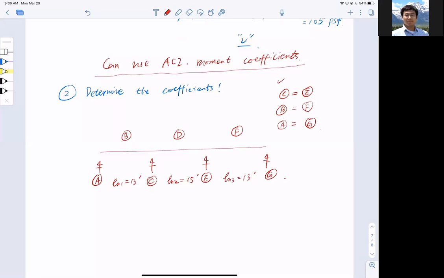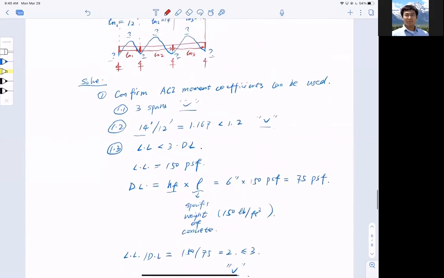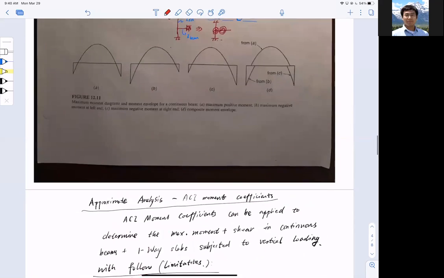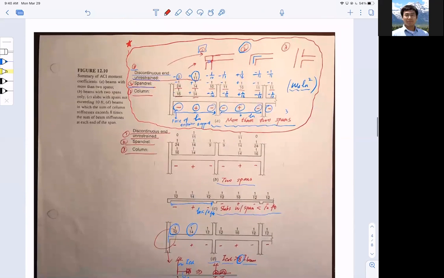All right, so let's take a look at what table we can use, right? So go all the way back. And this is the table we're looking at. Okay, so which row? So let's take a look. We set three conditions. Number one, discontinuous, simply supported. Number two, spandrel. Number three, column and slab joint. Which one do we have? We have number two, spandrel, right?